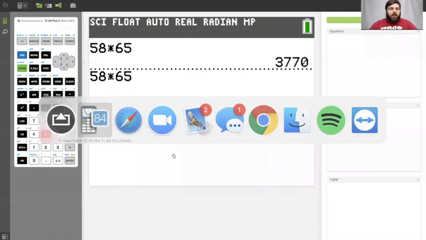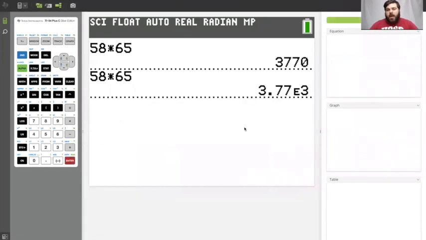So let's see what our calculator does. Now that I hit enter, I get 3.77. It doesn't say times 10 to the third, but it does say E3. You have to remember that E3 means times 10 to the power of 3. So when you see that little E3 at the end on your calculator, that's when it's doing scientific notation.